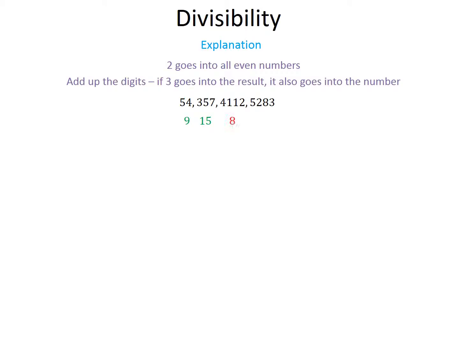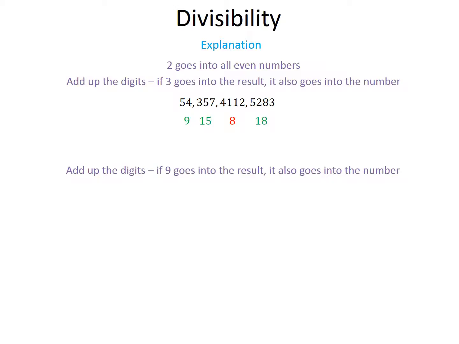For 4, 1, 1, and 2, that adds up to 8. Since 3 doesn't go into 8, it wouldn't go into 4112 either. And finally, we've got 18 on this one. When you add up these digits, you get 18. That means 3 goes into 5283 as well.